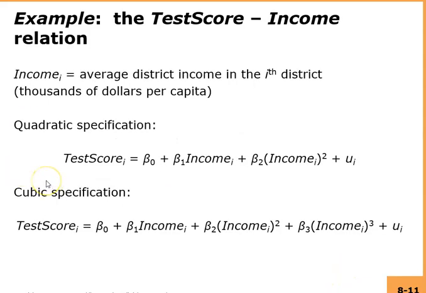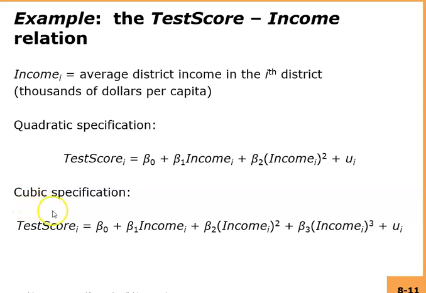So let's get back to the example of the relationship between income and test scores. If the scatter plot is telling us that this relationship is probably not linear, then we might have to go with a quadratic specification, meaning you have test score as the y variable, and you have income as one of the variables, and you can include income square as the second variable. Or you can also go with the cubic specification, meaning you can also have income to the power 3 as the third variable. Once again, why are we doing the quadratic or the cubic specifications?